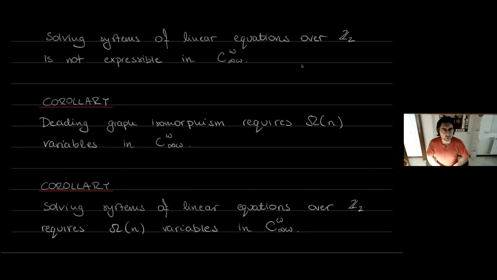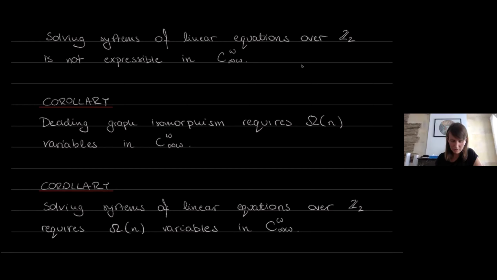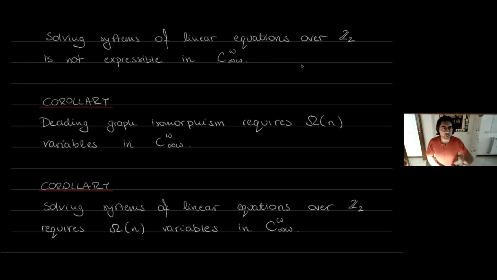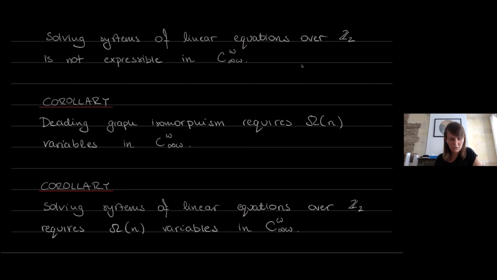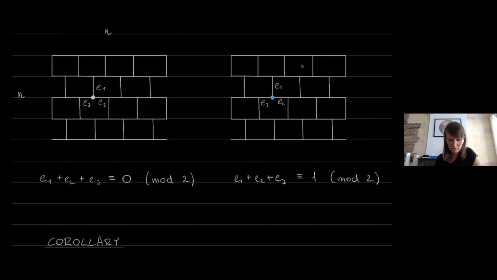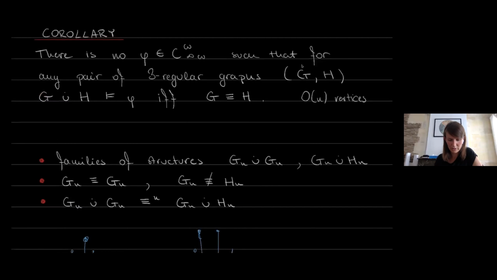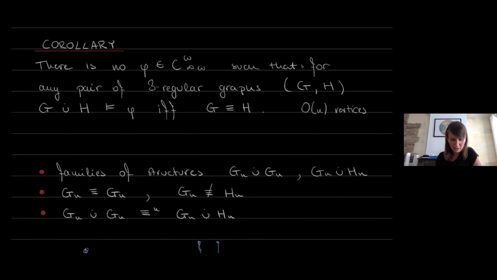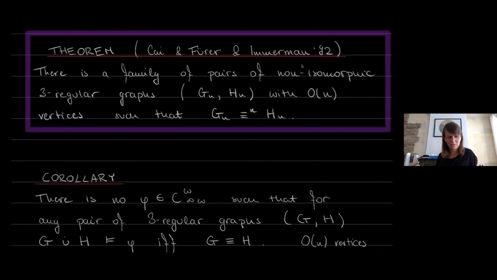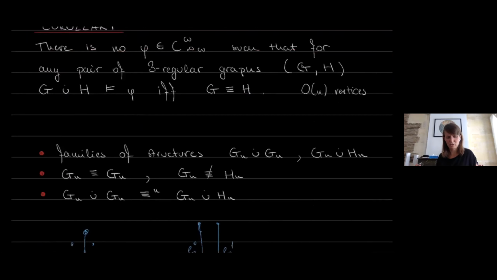But there is no discussion about numbers of variables here? In what sense? The first lines that I'm seeing now. Here I did not write anything about variables, but the corollary is supposed to be a corollary of what is here. This is not what I wanted to say. So you have those families of structures. So here we are talking about variables, right? Yes. So then as a corollary of this, you have this lower bound for variables.